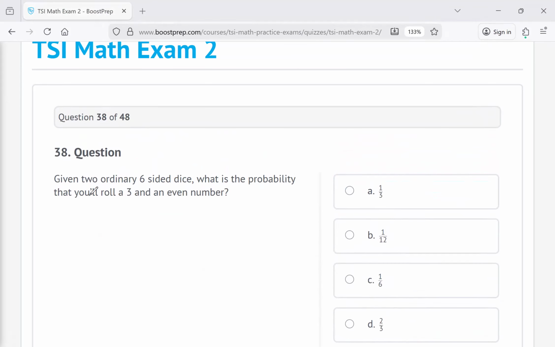38. Given two ordinary six-sided dice, what is the probability that you'll roll a 3 and an even number? So imagine you have two dice, right? Each dice has six faces or six sides. So you have two six-sided dice. What is the probability that you'll roll a 3 and an even? So the word and, I think that means either addition or multiplication, right? When you're dealing with and in probability, you're either multiplying or adding.